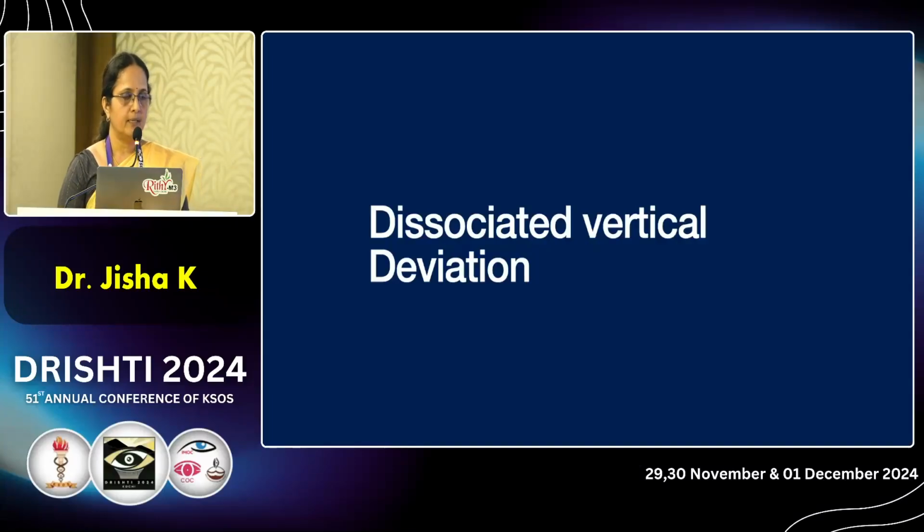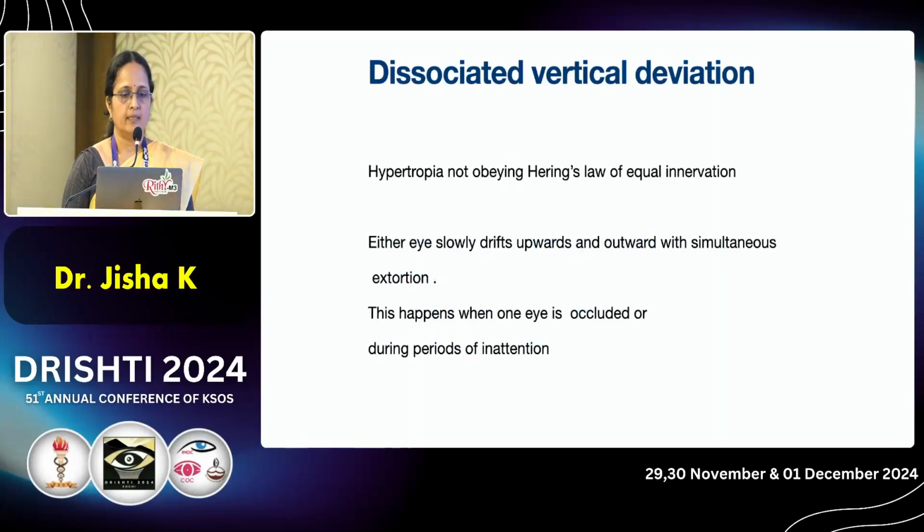And the next vertical movement that we have to think of is the dissociated vertical deviation. And this is a hypertropia which is not obeying Hering's law of equal innervation. Either eye, you can see, is slowly drifting upwards and outwards with a simultaneous extorsion. This happens when one eye is occluded or even during periods of inattention.